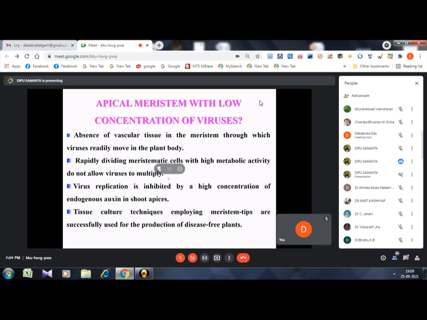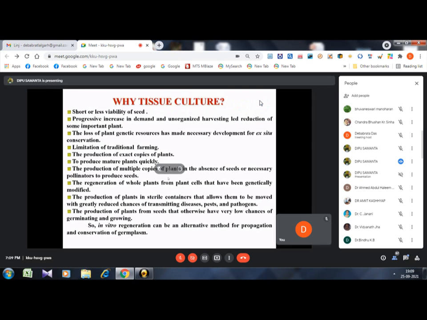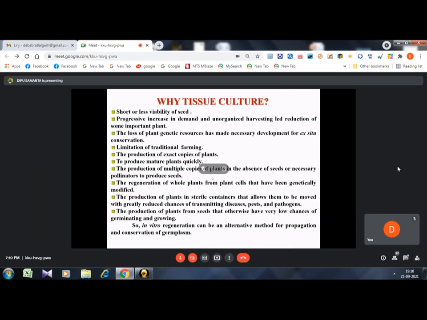Now, as we have so many conventional methods of propagation, why do we choose tissue culture? There are several requirements for choosing tissue culture. Sometimes short viability of seeds, progressive increase in demand, and unorganized harvesting led to the reduction of some important plants. The loss of plant genetic resources has made the development of ex-situ conservation necessary. There are also the limitations of traditional farming, and the production of exact copies of plants for quick production of plants.